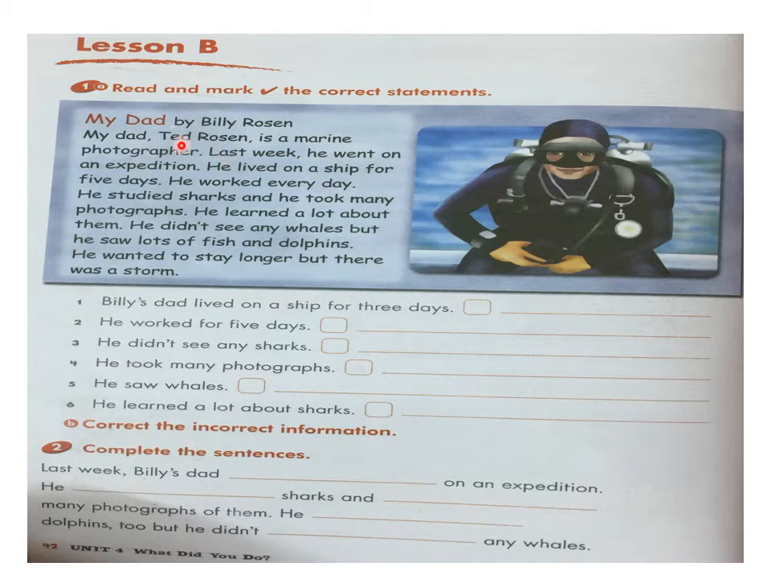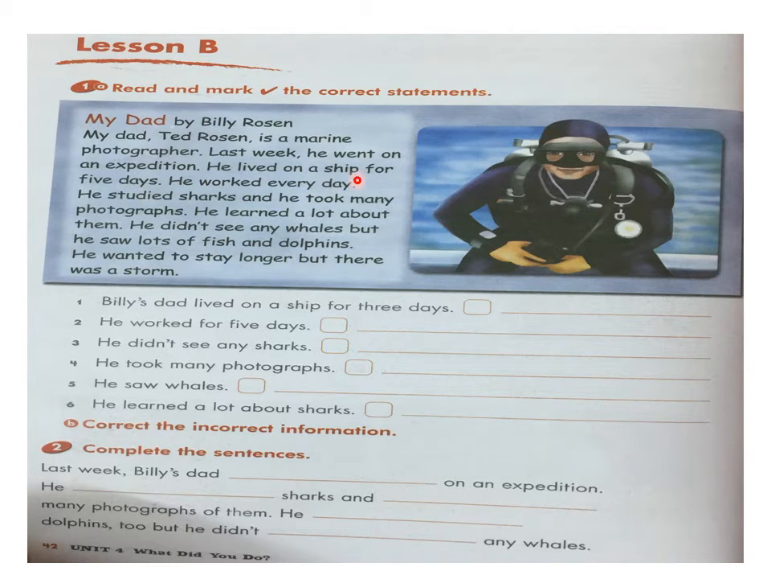So what's his dad's name? Ted Rosen. What's his job? Marine photographer. Last week, what happened last week? He went on an expedition. He went to explore something. Yes, he lived on a ship for 5 days.